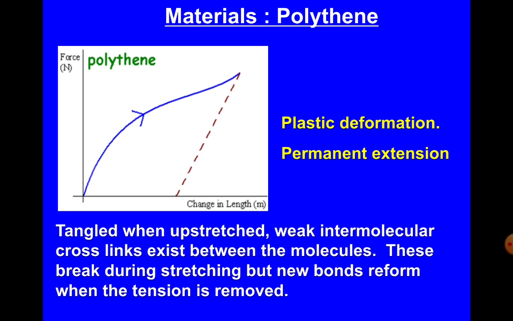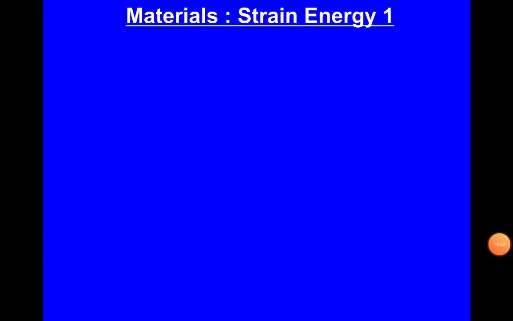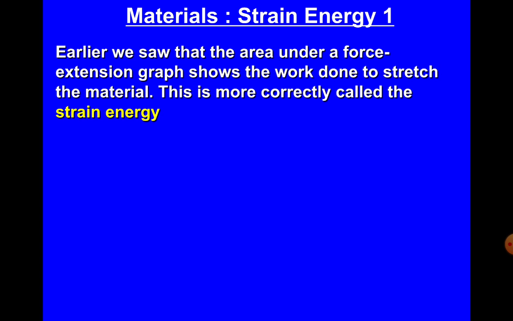Okay, now we're going to the next part, and that is how do we find the strain energy? We already looked in Hooke's law at how we find the energy that we put in a spring. Now remember, work done by an object is force times distance. So we use the area under the force-extension graph, which is the work done to stretch the material. And we simply call this the strain energy.